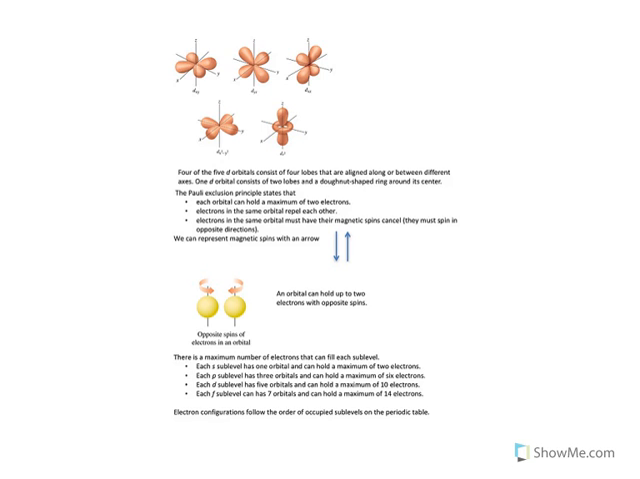D orbitals, 4 of the 5 look like 4 lobes, or 2 p's tied in the middle. They are aligned along or between different axes. The 5th d orbital looks like a p orbital with a donut around the middle. Each d orbital can hold a maximum of 2 electrons. There are 5 of them, so each d can hold up to 10 electrons.